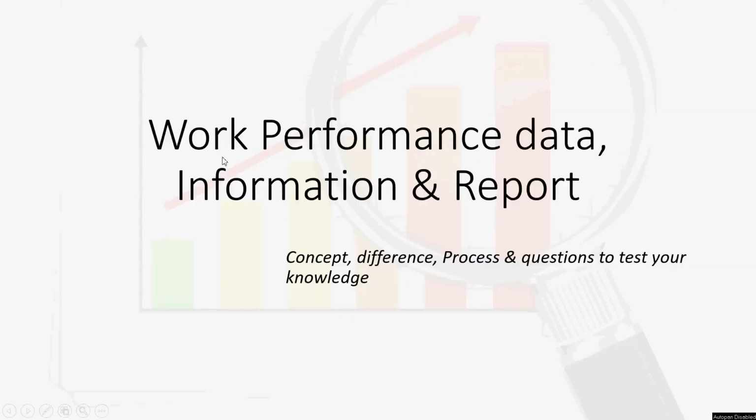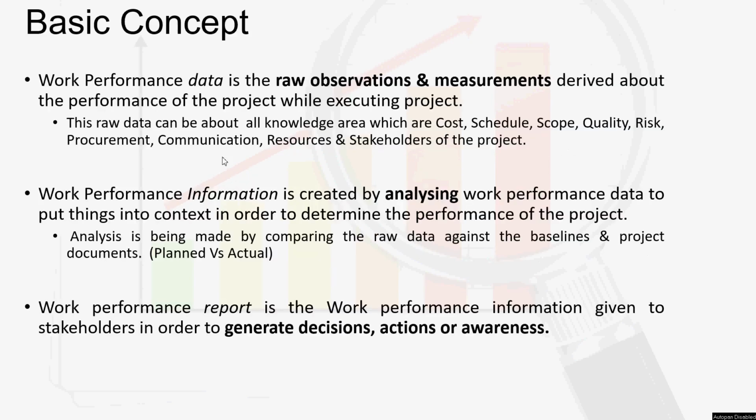So let's first understand the concept of work performance data, information and report. Then we will understand the difference amongst all three of them, and then we will move on to understand the journey behind getting all three pieces, data, information and report, like how do we derive them, at what stage of the project, and finally how do we make use of all three pieces. And at the end of our presentation we will do a few questions to test our understanding. So let's begin. Firstly, what is work performance data?